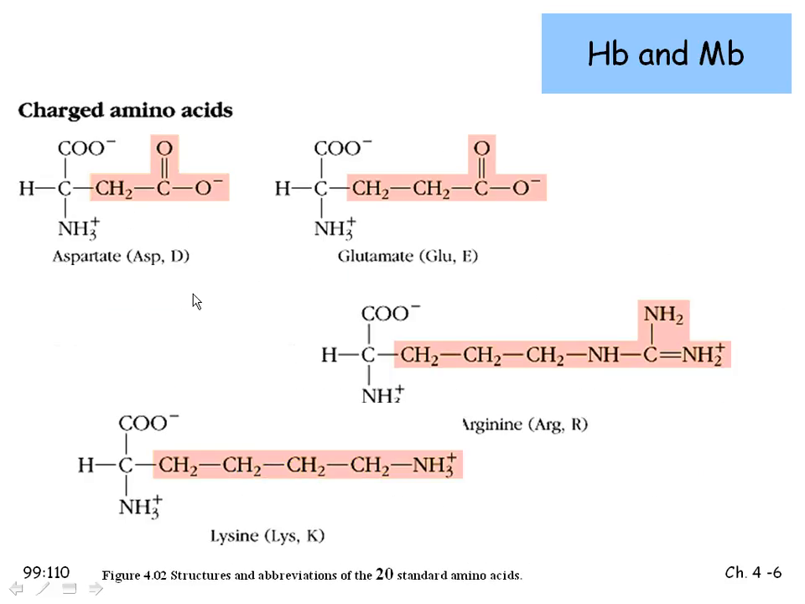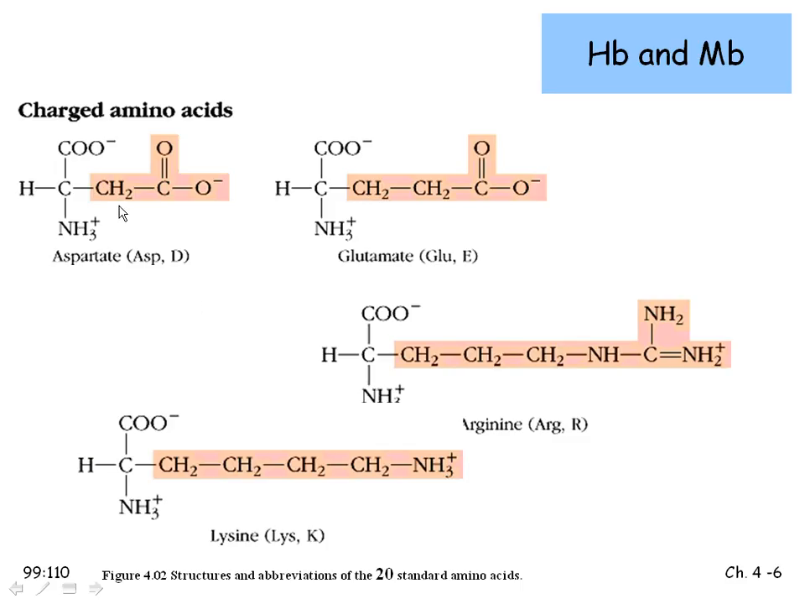And then we have 4 charged amino acids, and I call these the charged amino acids because these side chains will be charged at physiological pH pretty much routinely. We're going to see some other side chains that can be ionized or not ionized. These guys are going to be routinely ionized at physiological pHs.